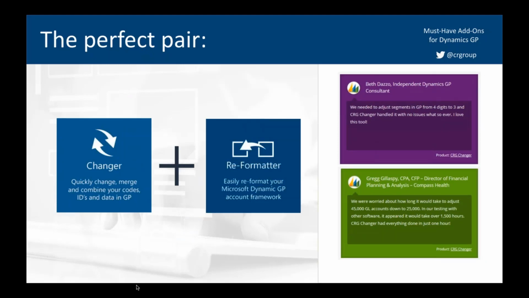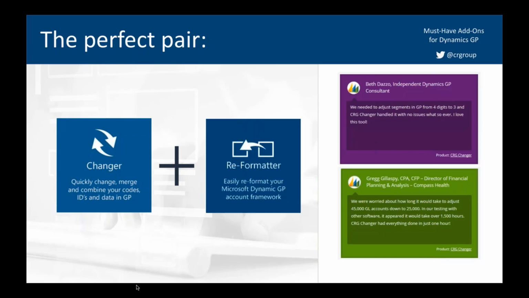We also developed many years ago Reformatter, and we call it the perfect pair here. I want to talk a little bit about Reformatter. Reformatter basically steps in when you're making a chart of accounts change and the number of characters has been locked in the chart. So when you set up Dynamics GP and you set up the account framework for the first time, there's an option when we do that as partners to lock the account framework. Once the account framework's locked, it sort of can't be unlocked. So if you lock it at 16 digits, you're married to 16 digits for life.